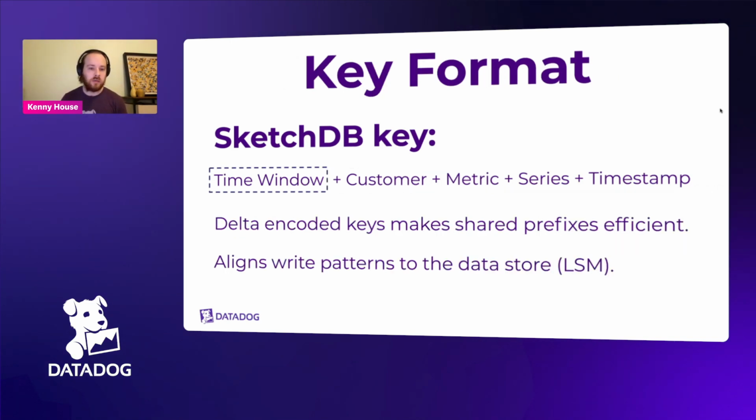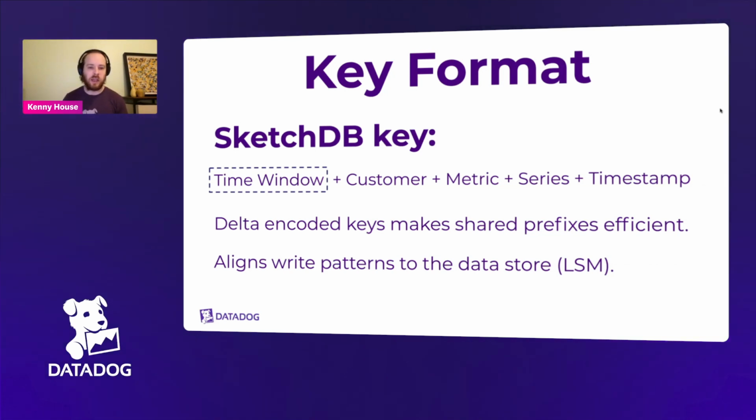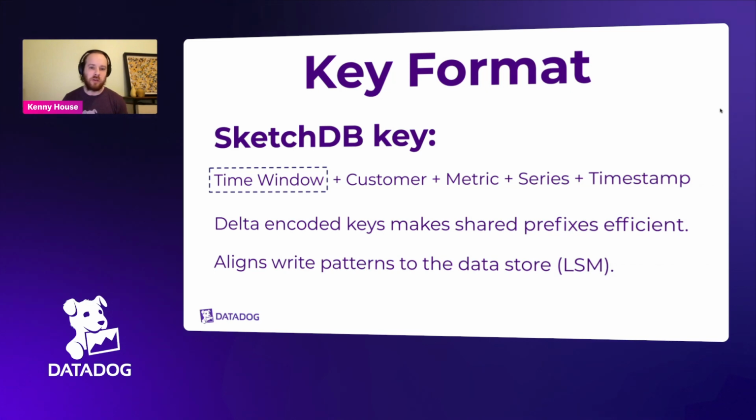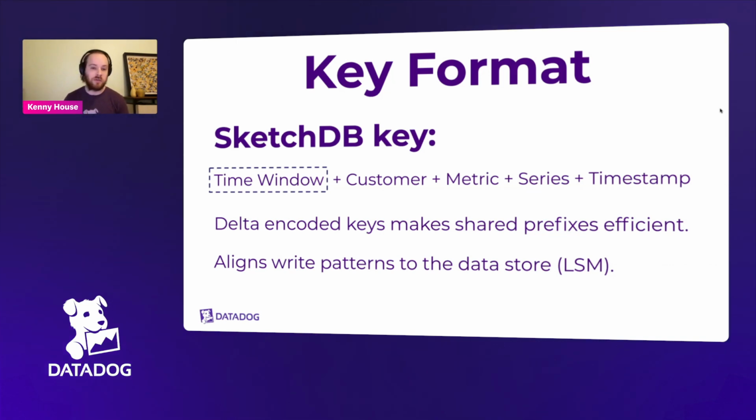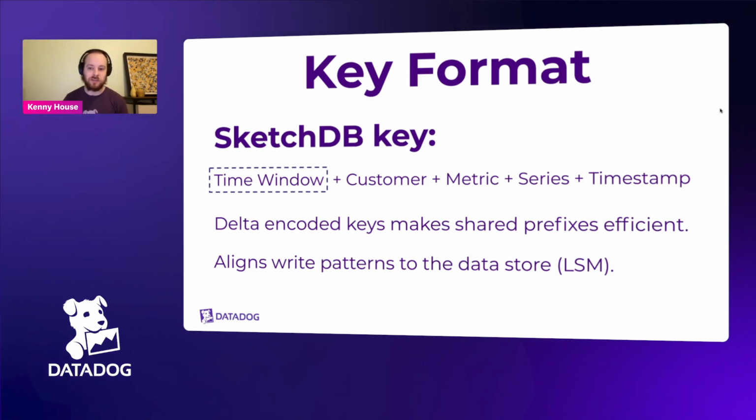With SketchDB, we initially didn't have this time window prefix on our keys. And we were a little hesitant at first to add another component to the keys because this was going to add potentially more data to every key, every value that we're storing in the database. RocksDB, though, very intelligently delta encodes all of the keys. So if you have a common prefix across most of your data, it's going to be stored very efficiently because RocksDB isn't storing that entire key most of the time.